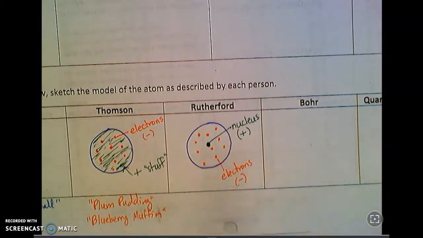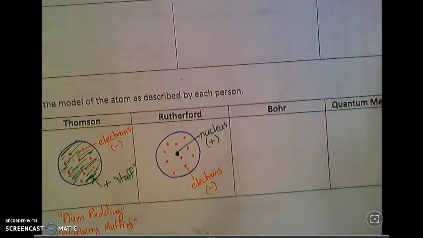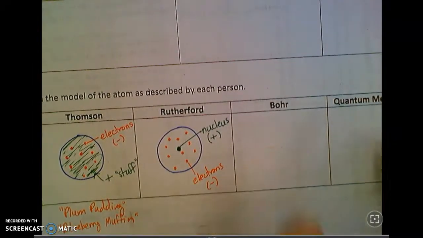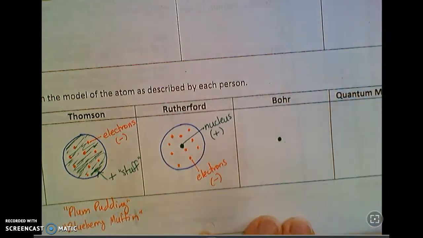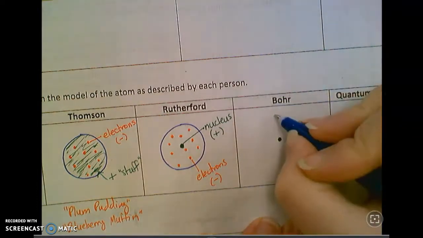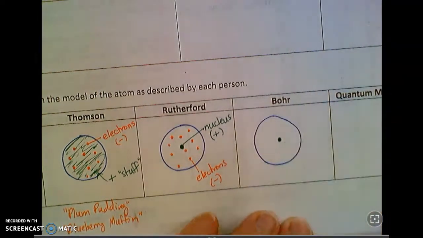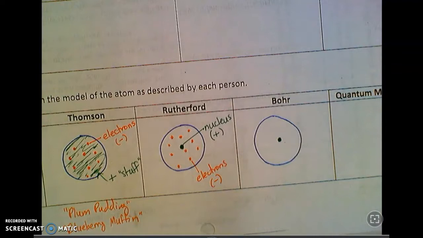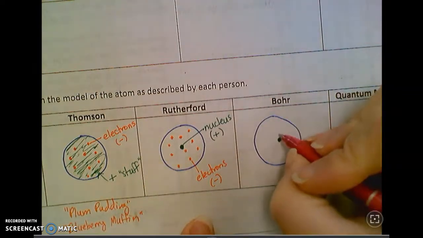So the next person that we need to look at, who gets credit for what we now understand about the atom, is Niels Bohr. And so what Bohr said is, Rutherford's right. There's a nucleus there. Dalton is right. I guess we need to start there. We do have atoms. But what he figured out is, within these atoms, the electrons aren't just randomly scattered out.